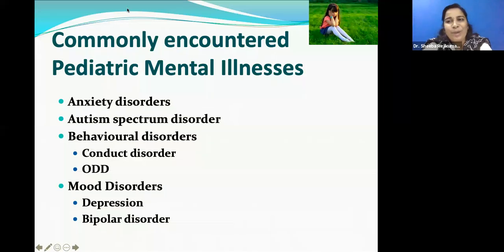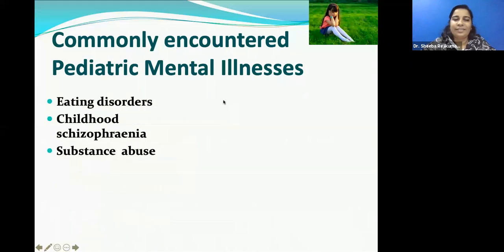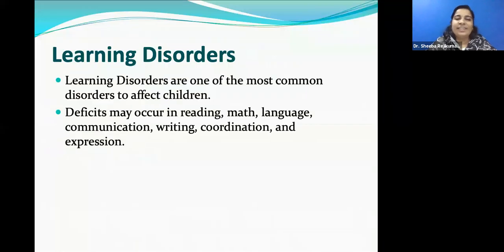So let me start with the commonly encountered pediatric mental illnesses, which starts mainly from anxiety disorders. I will explain autism spectrum disorders, behavioral disorders, conduct disorders and ODD, mood disorders, depression and bipolar disorders, and also commonly encountered other illnesses like eating disorders, schizophrenia, substance abuses. And first of all, let me start with learning disorders.